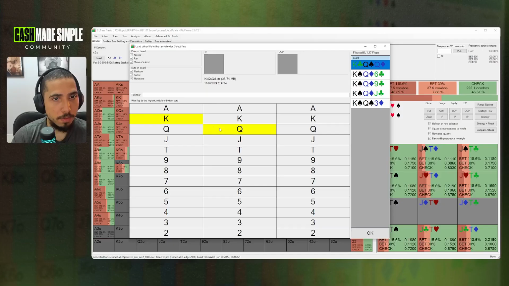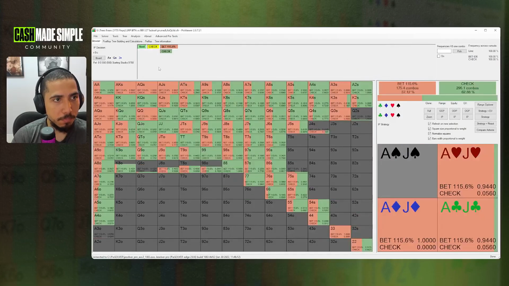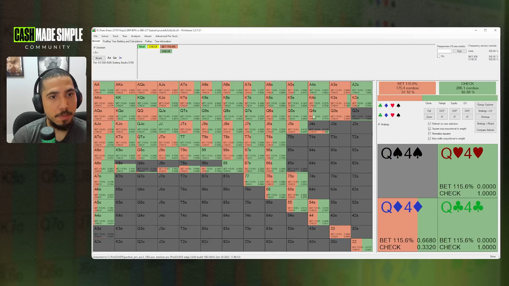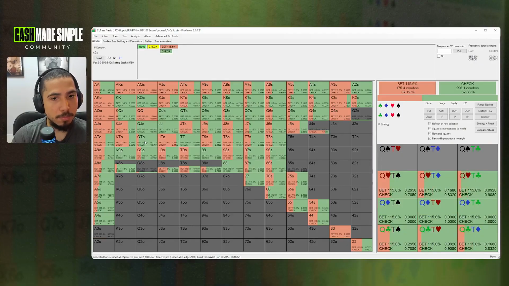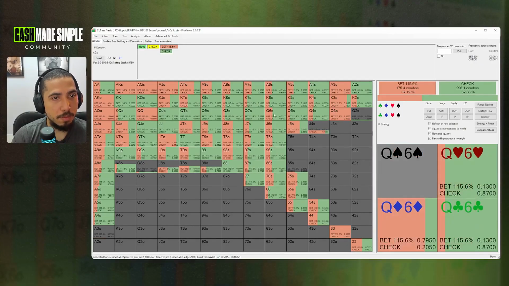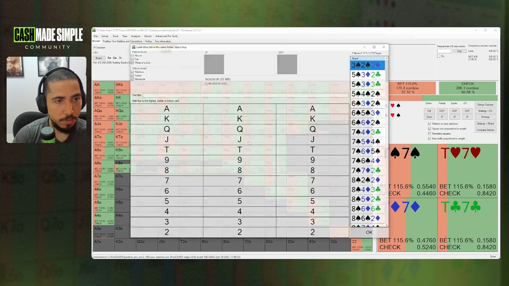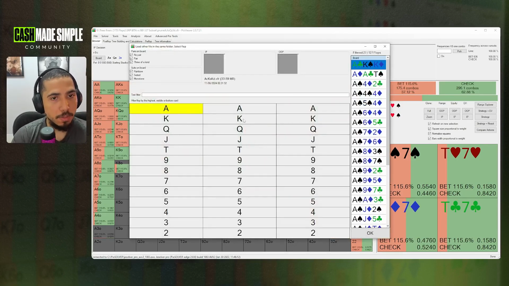What else we have here? We have ace queen 3. Let's take a look at ace queen 3. We have solver betting queen 6 of diamonds here, queen 4 of diamonds, queen 9 off. You see that queen 9 off, bet sometimes. Queen 10 off, bet sometimes. Solver does this.